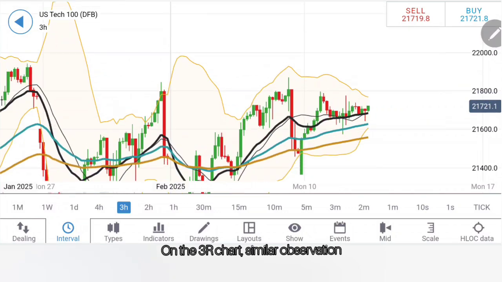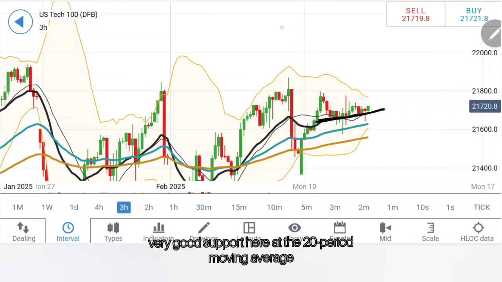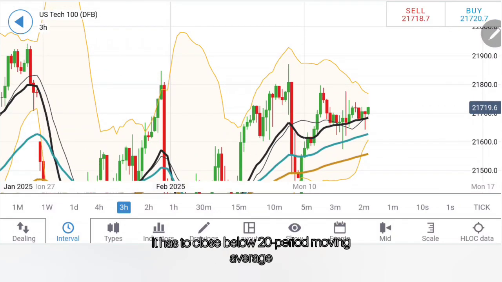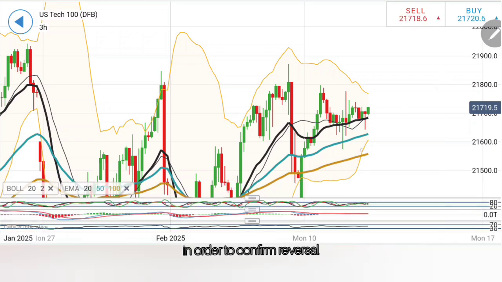On the 3-hour chart, similar observation. See, it has formed a very good support here at the 20 period moving average. It has to close below 20 period moving average in order to confirm reversal.